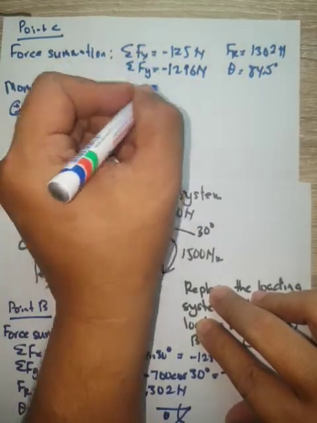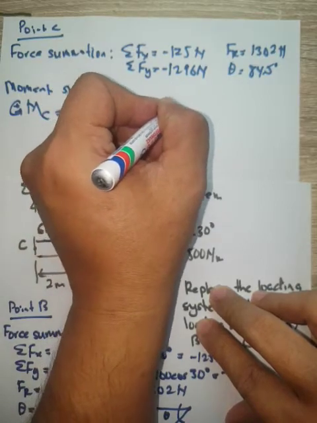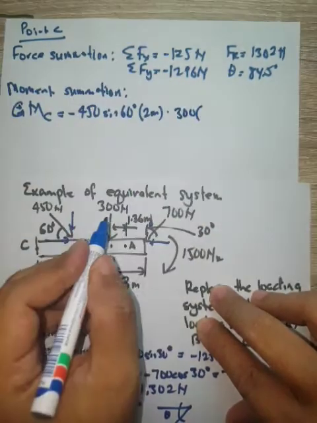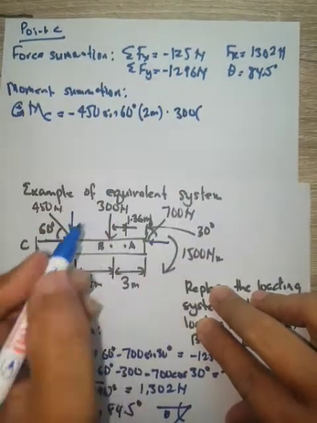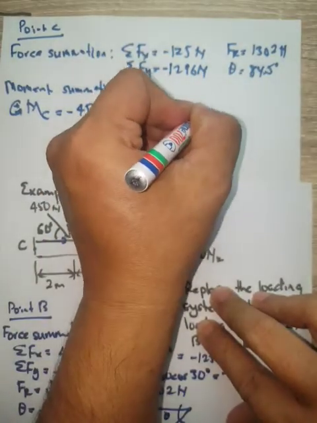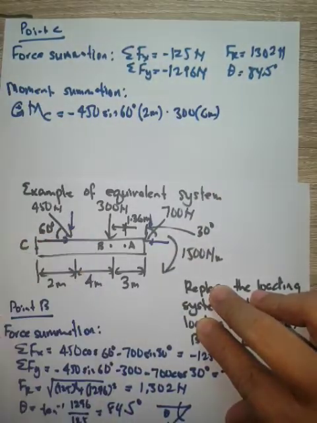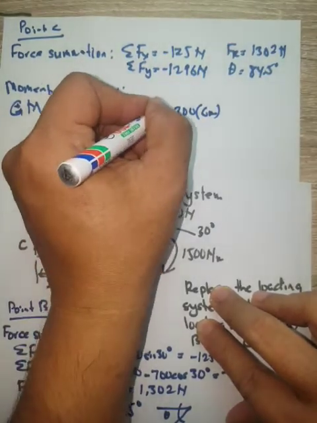And then we have 300 Newton. Okay, this force 300 Newton, times with the distance is 6 meter. Also clockwise, so it's negative.